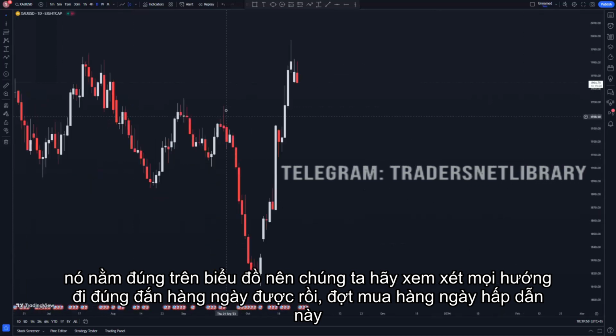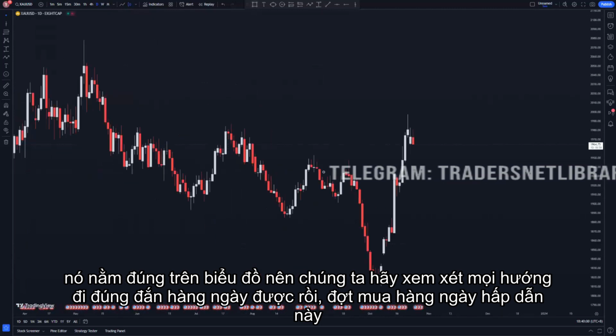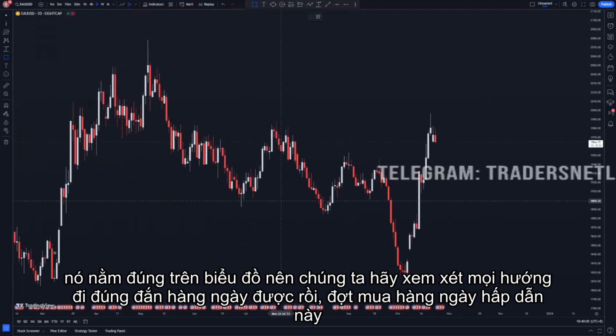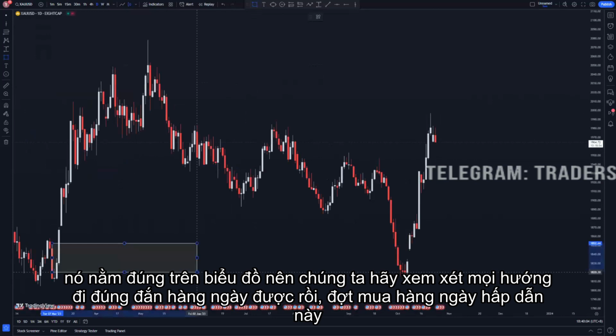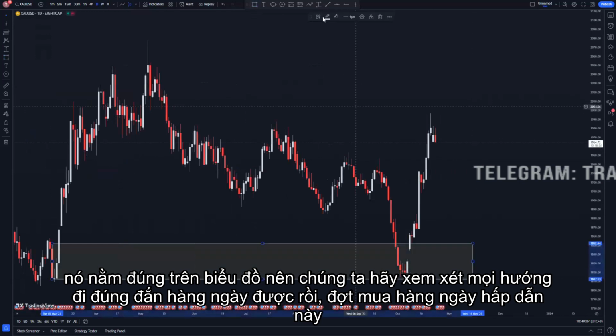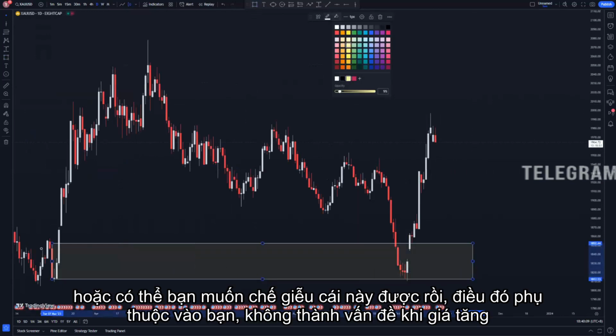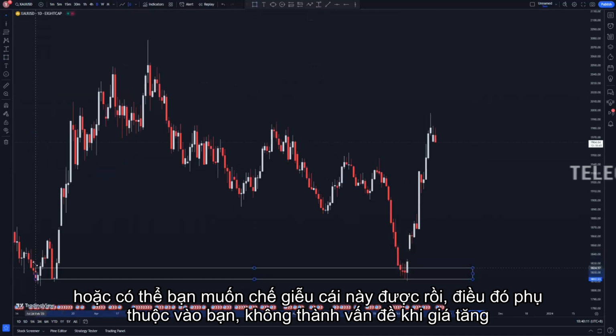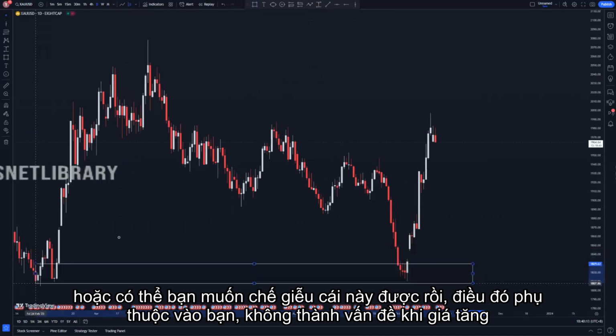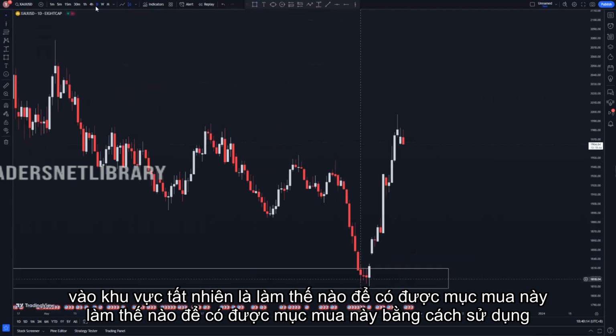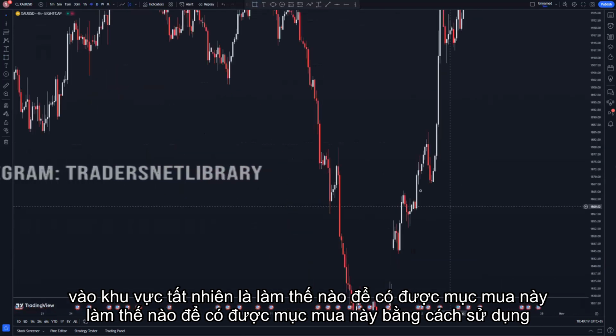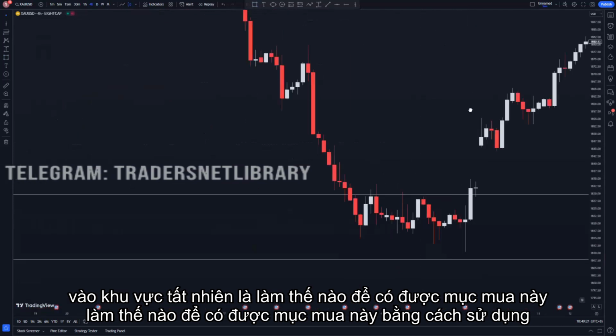All right. Daily direction. Okay. This engulfing buy on daily. Or maybe you want to mark this one. Okay, yeah, it depends on you. Not a problem. When the price gets into the zone, of course, how do we get this buy entry? How to get this buy entry?